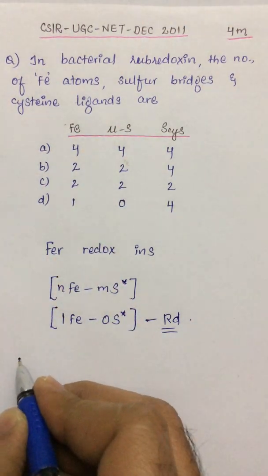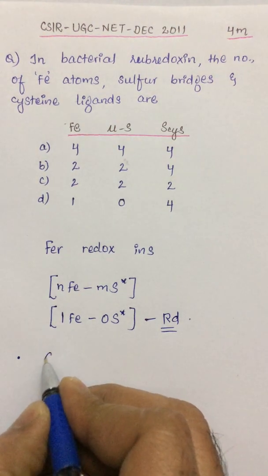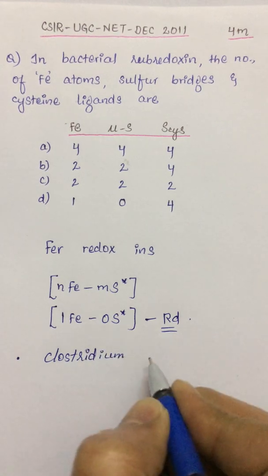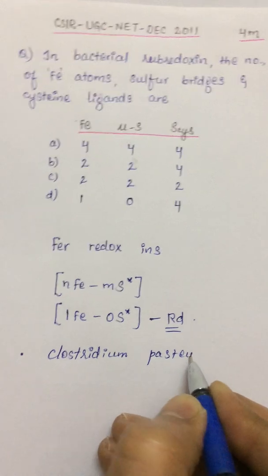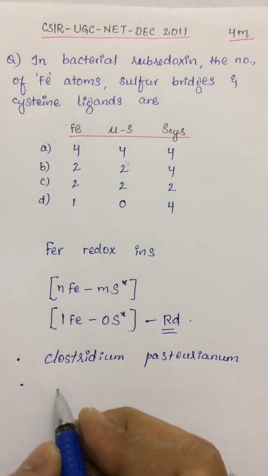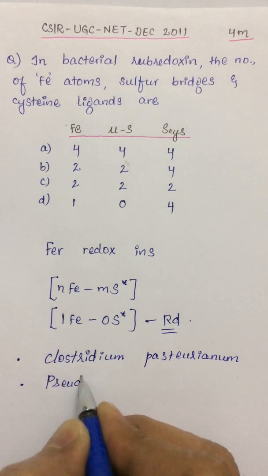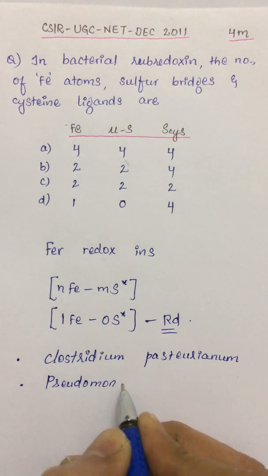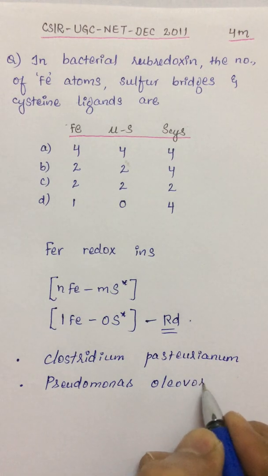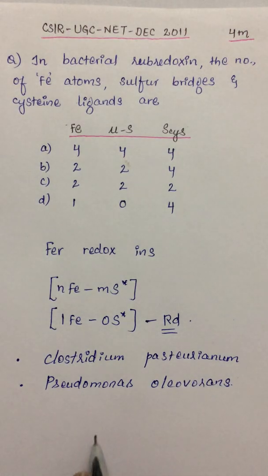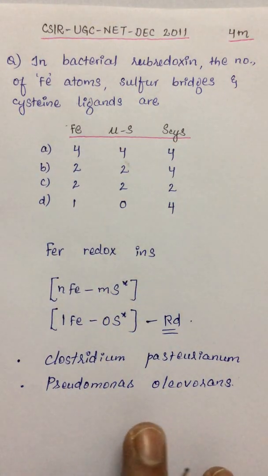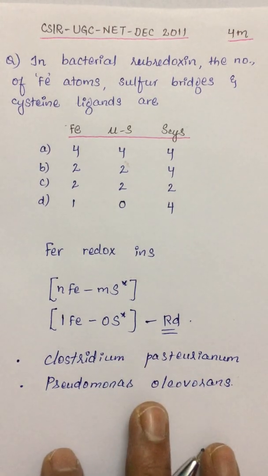Also let me give from which bacteria these are isolated. One of the bacteria is Clostridium pasteurianum. This is one bacterium, and one more species is Pseudomonas oleovorans. So from these two, rubredoxins have been isolated. Well, this is up to our question discussion.